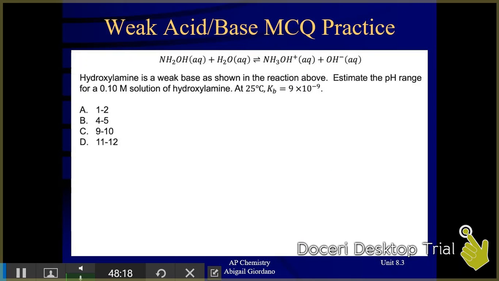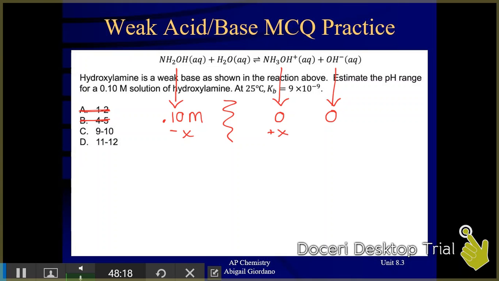But first of all, guys, it's a weak base. I would hope that you could eliminate answer choices A and B because those have pHs in the acidic range. So we know that it's down to C and D, but I want to show you how to solve this. Okay, what I'm going to do is underneath this reaction, I'm going to set up an ice table. So this is 0.1 molar. These guys are 0 and 0.